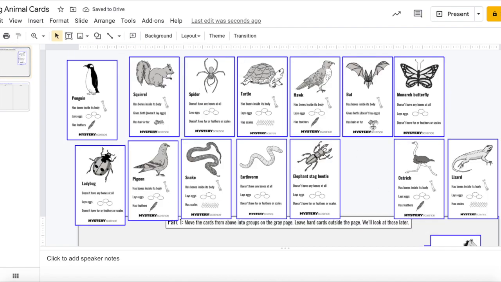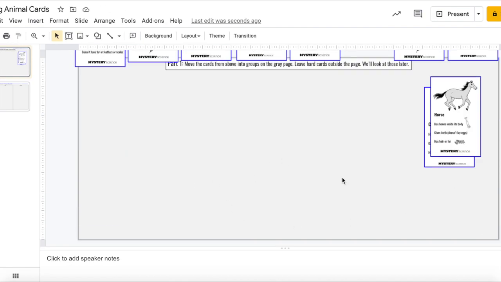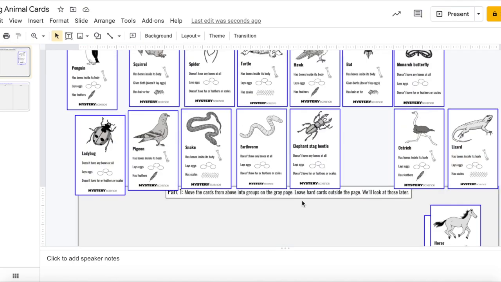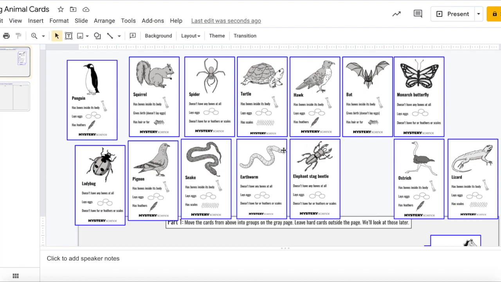Sort as many of the cards into groups down here as you can. But if one of them is just really hard and you're stuck, it's okay to leave it up at the top. Leave any tricky ones at the top.